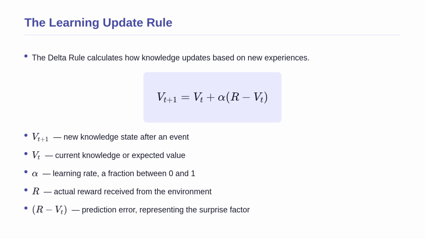Let us break this down. Vt plus 1 is the new updated knowledge state. Vt is the current knowledge or expectation. Alpha is the learning rate, determining how quickly the system adapts. R is the actual reward received, like food or a score. Finally, R minus Vt is the prediction error, representing the surprise between what was expected and what actually happened. If the learning rate increases, the system updates rapidly, but may overreact.